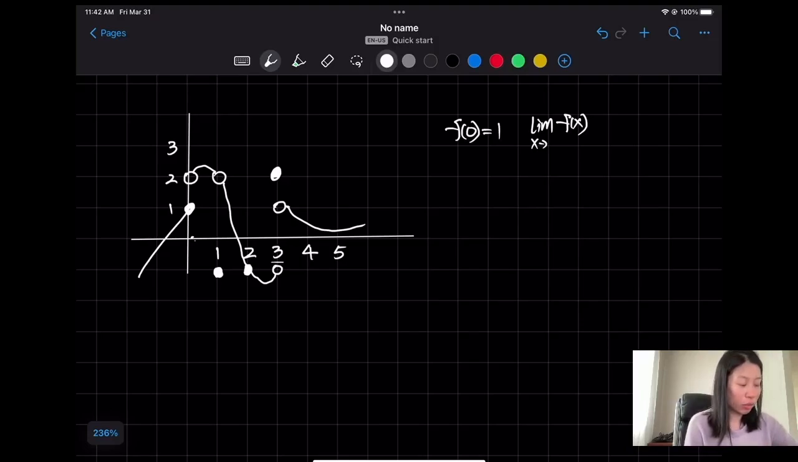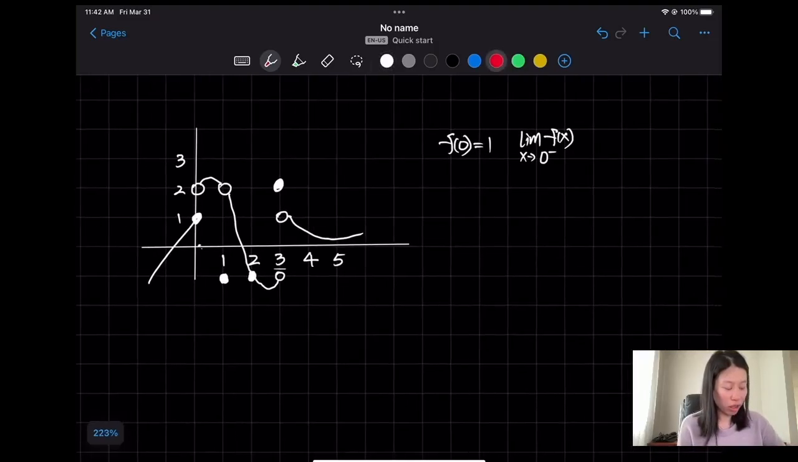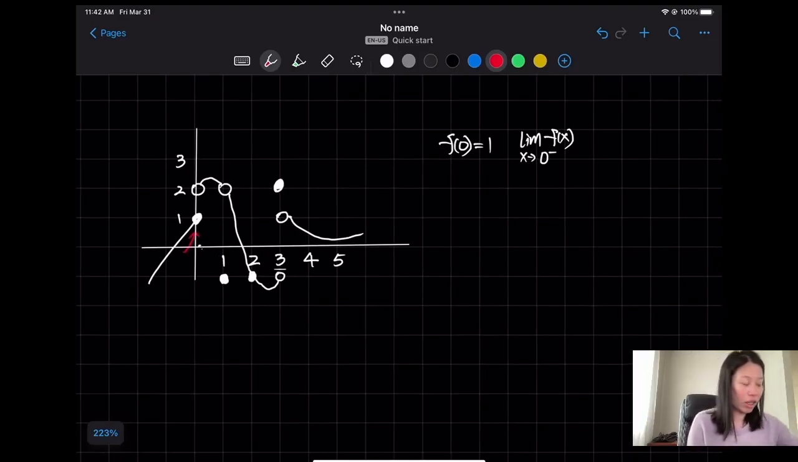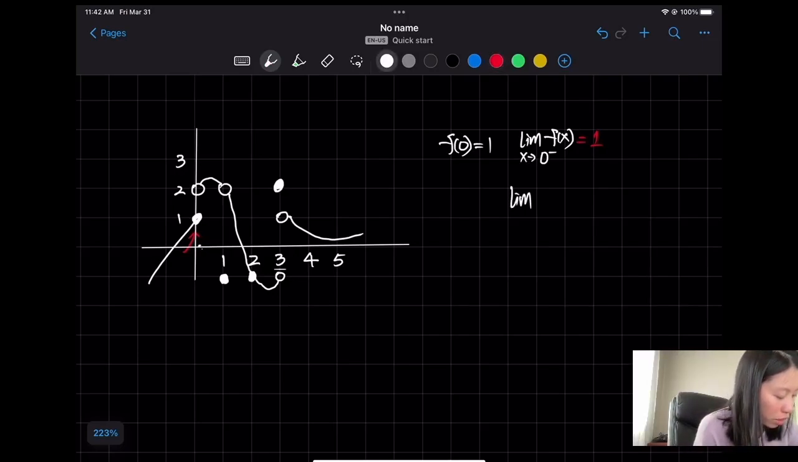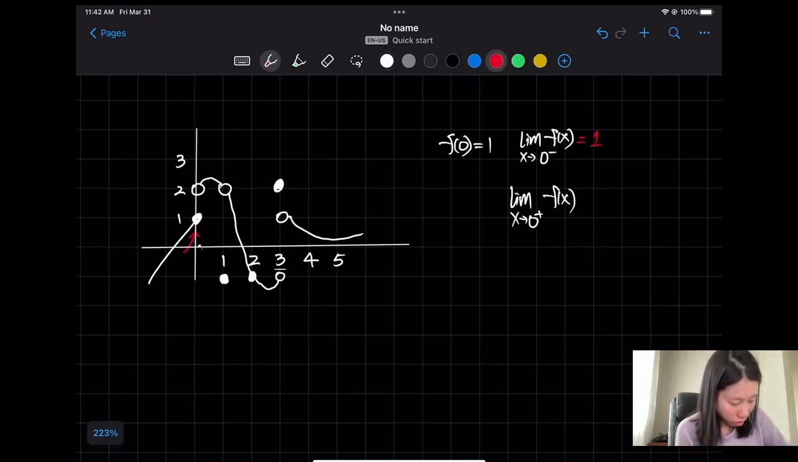So as x approaches 0 from the left, that means the function is coming from the left side to 0. That is equal to what? Well, the left side limit at x equals 0 is equal to 1. But what about the right side? The right side limit as x approaches 0, look at here. This is approaching 2. Okay, they're different.